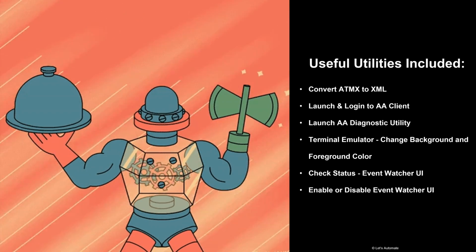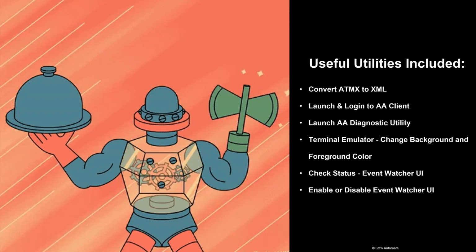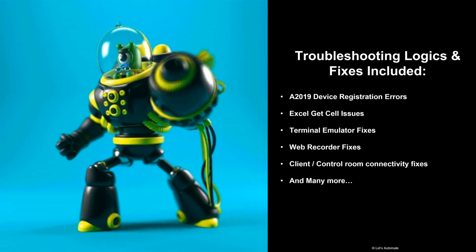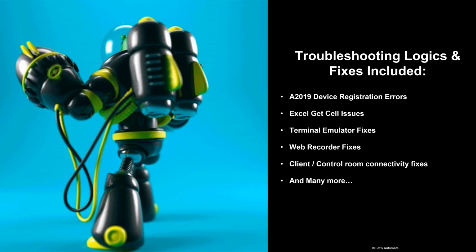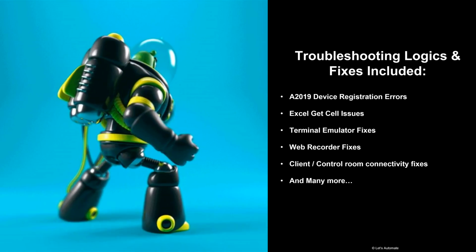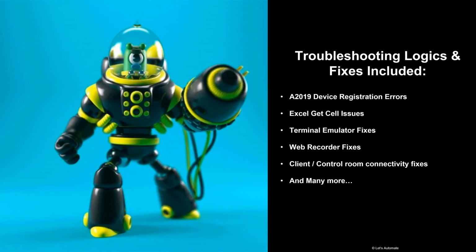Now, we also have a ton of useful utilities available on this robot as a part of the package. So we have utilities like converting ATMX file to XML. You have an option to create a script to launch and log into Automation Anywhere client. You can change terminal emulator background and foreground colors. You can launch the diagnostic utility, work with the event watcher user interface as well. So these are just some of the additional utilities that you get with this robot out of the box. And that's not all. You also have a ton of troubleshooting logic and fixes included in this robot. Fixes like A2019 device registration errors. You can also fix issues with Microsoft Excel, terminal emulator, web recorder, control room and client connectivity, and many more.